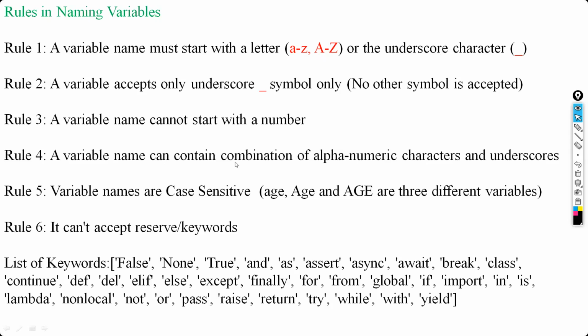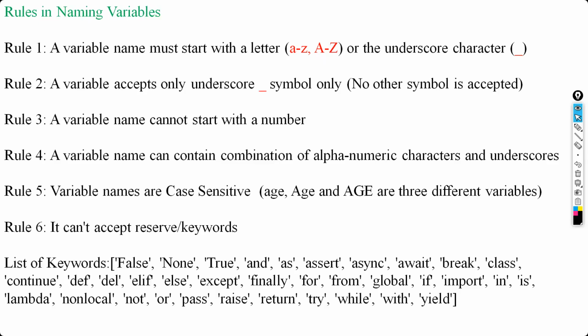A variable name can contain a combination of alphanumerics. Alphanumeric means alphabet followed by numerical values, that is a1, a2, like this. Variable names are case sensitive, meaning small letters and capital letters are different. That object is different, this object is different, both are not the same. Let us see one example for all these things.